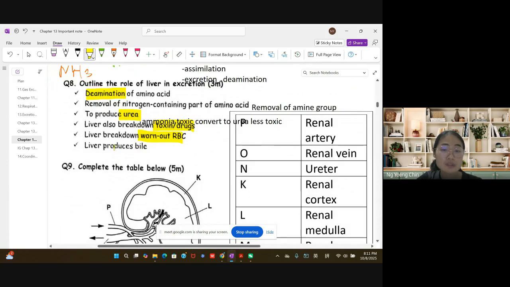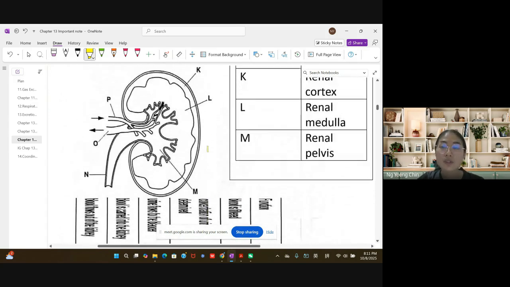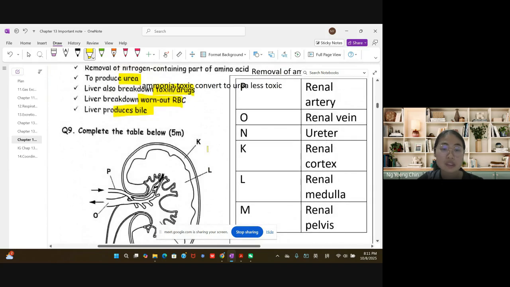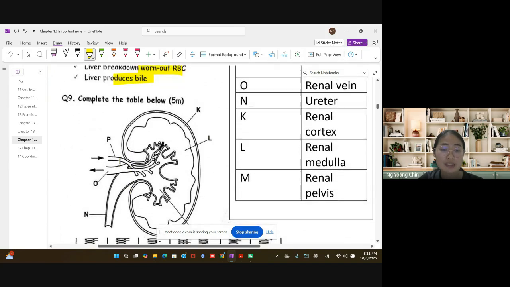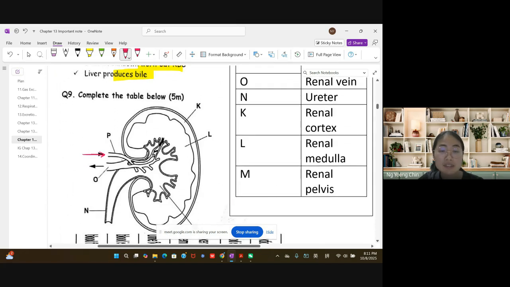And then the liver produces bile. Okay, so that's it. And also, you need to know about the structure. Label the structure. You can see this, so they will show you an arrow. This arrow, when the blood is coming, will be referred to as the renal artery. The renal artery will enter the afferent arteriole and then get into the nephrons.